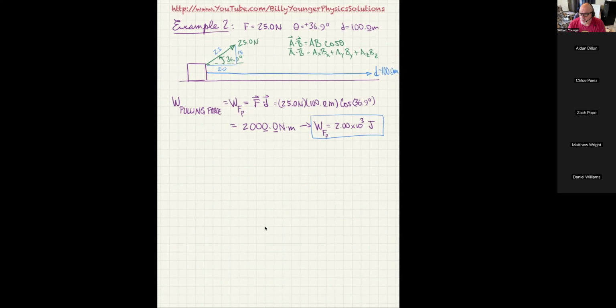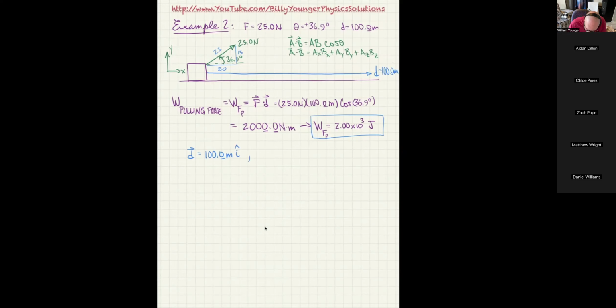Now, if you actually wanted to use the other formula for the dot product, I want to show you how to do that. So let me real quickly show you what that is. I think it's obvious that the d vector pretty much only has an x component if we assume that our x-axis is pointing to the right and our y-axis is pointing up. Then the d vector only has an x component, and that x component is 100.0 meters, and it points in the positive x direction, so that means we put an i hat by it.